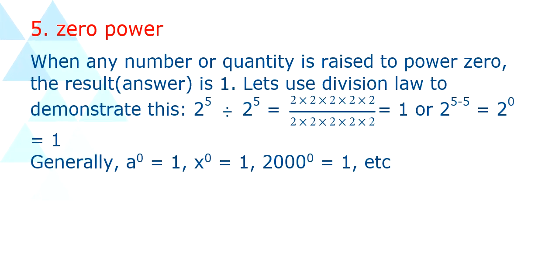5. Zero law. When any number or quantity is raised to the power 0, the result, that is the answer, is 1. Let us use the division law to demonstrate this. 2 raised to the power 5 divided by 2 raised to the power 5. To express this is 2 times 2 times 2 in 5 places over 2 times 2 times 2 in 5 places. When they divide, the result is 1.